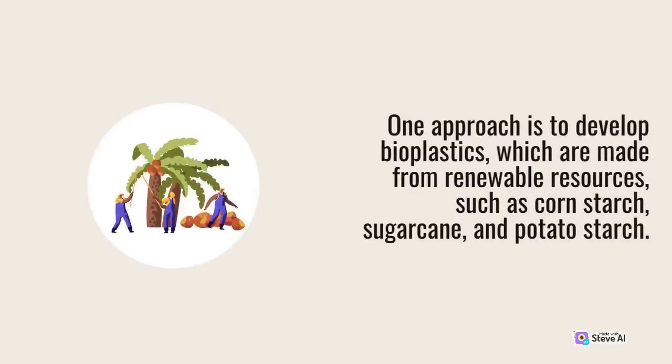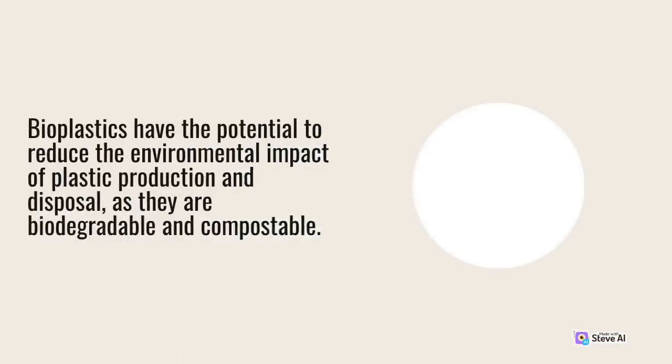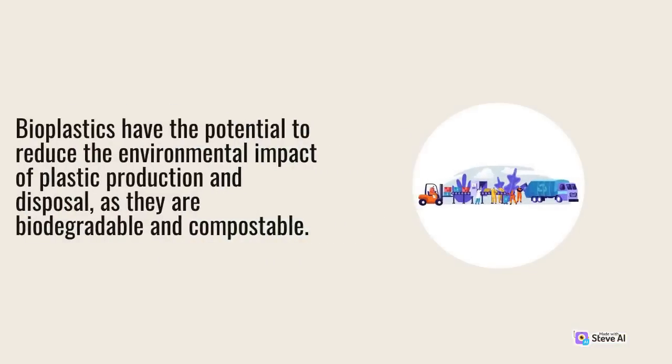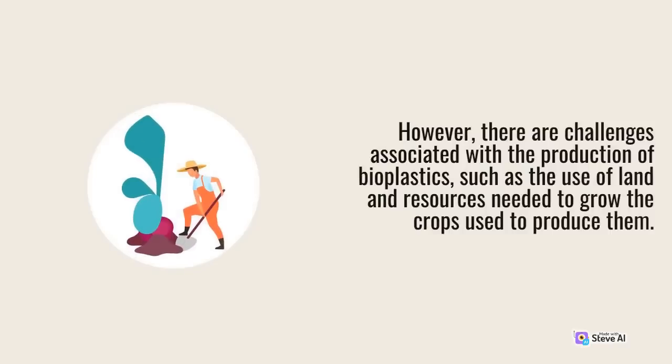One approach is to develop bioplastics, which are made from renewable resources, such as corn starch, sugarcane, and potato starch. Bioplastics have the potential to reduce the environmental impact of plastic production and disposal, as they are biodegradable and compostable. However, there are challenges associated with the production of bioplastics, such as the use of land and resources needed to grow the crops used to produce them.